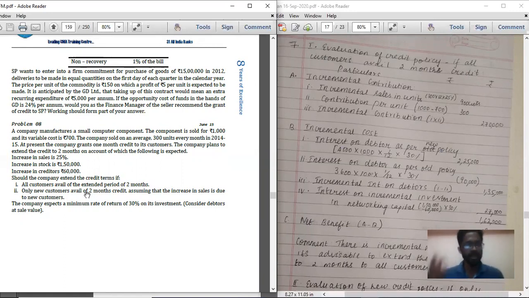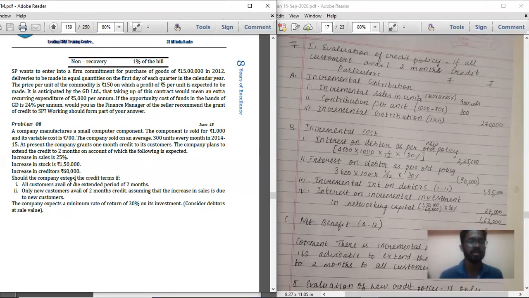So I am going to put in extra working capital of 1,50,000, whereas I am getting a benefit from the suppliers of 60,000. If I am extending to 2 months, my creditors are giving me extra credit of 60,000. So 1,50,000 goes into working capital, whereas 60,000 is taken out. Net, I am going to invest 90,000 more in working capital. So that is one cost.